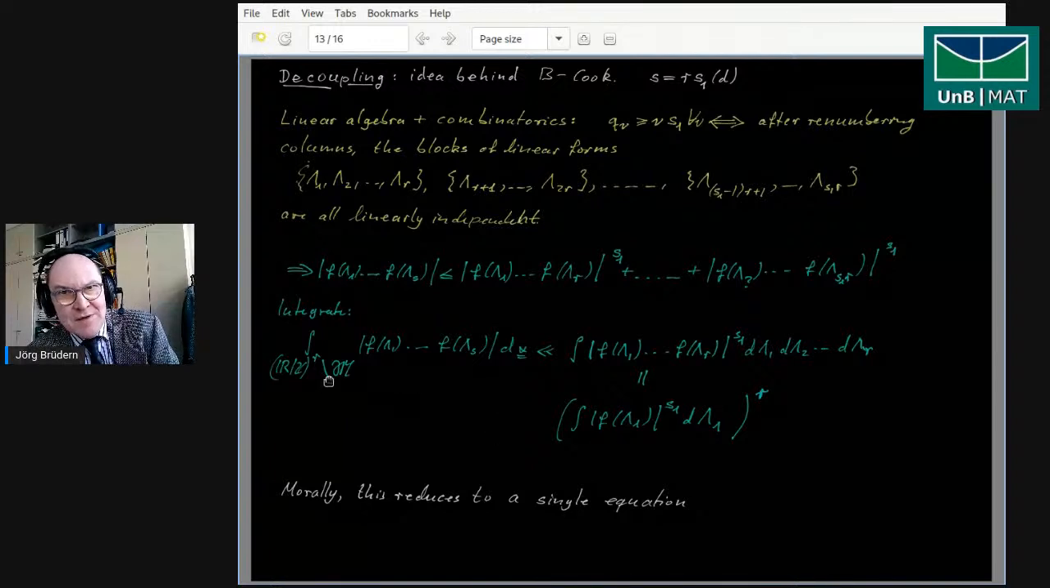I've been cheating a little bit. This set here doesn't factorize. So one needs to work a little bit to make that work.